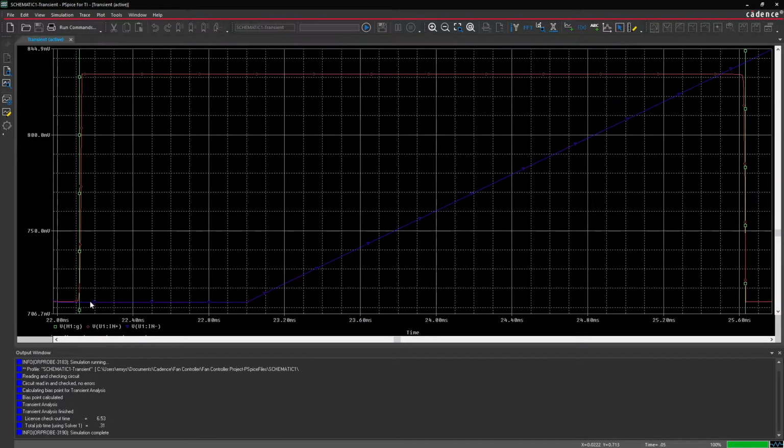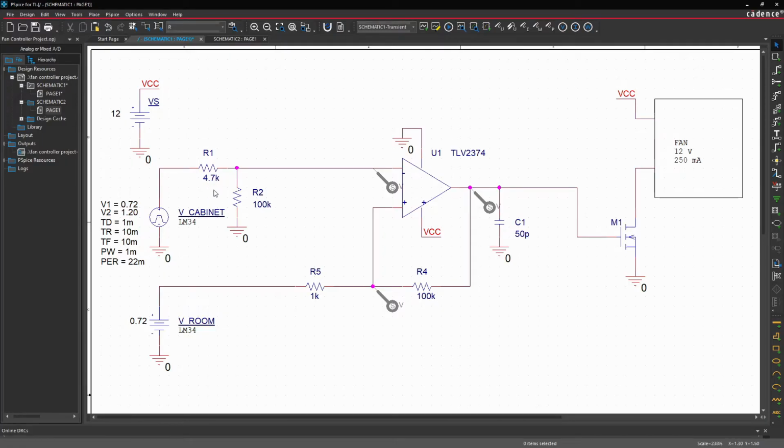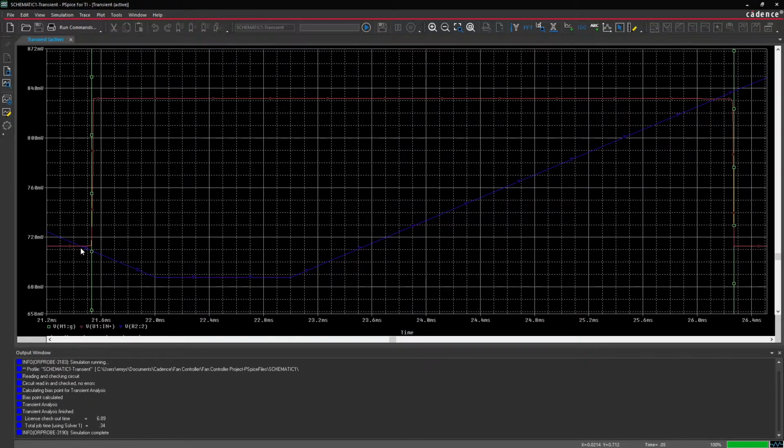Right now it's difficult to tell that the negative input voltage is getting below the positive input voltage, so I'm going to adjust that. I switched R1 and R2 to standard values, so I now have 4.7K and 100K. This time it's much easier to see that the negative input voltage is going below the positive input voltage, and that's causing the trigger, which then shifts the threshold up.